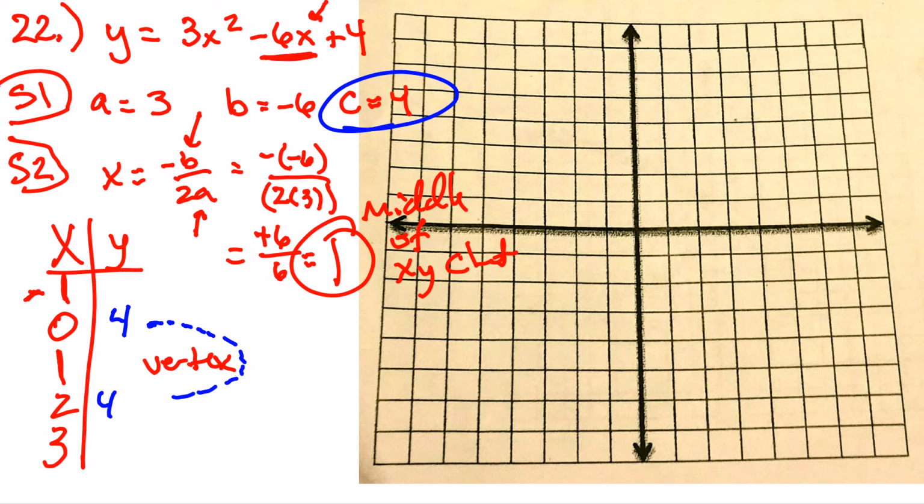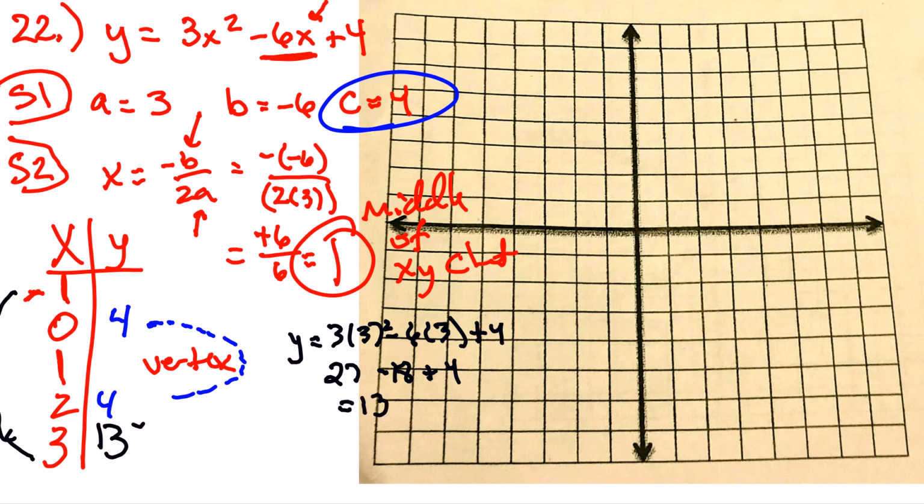Now, you can either plug in 3 or negative 1. It doesn't matter. I'm going to plug in 3. So I say y equals, instead of x, I put 3 squared minus 6 times 3 plus 4. 3 squared is 9. 9 times 3 is 27. 27 minus 18 plus 4 is positive 13. So 13 goes here, which means it rainbows all the way over here.